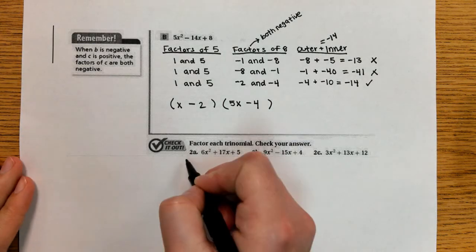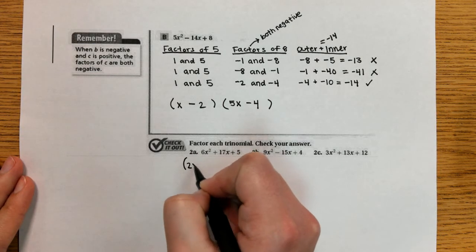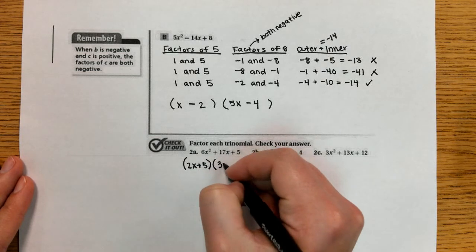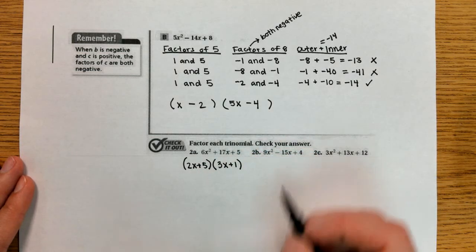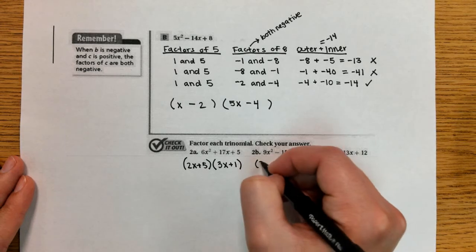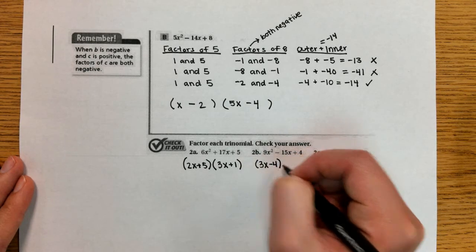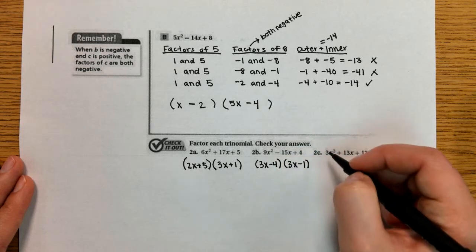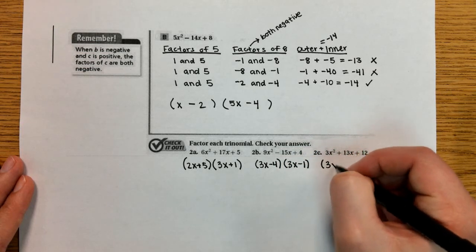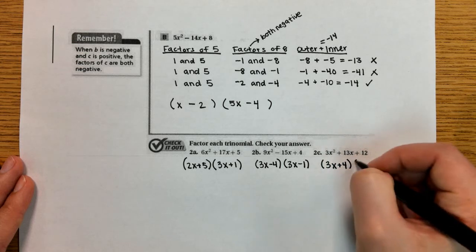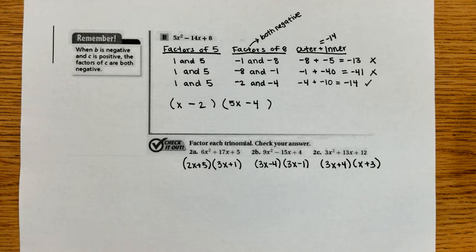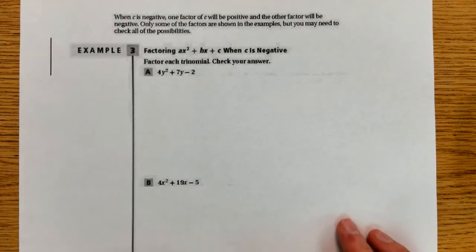So for A, our factored form is going to be 2x plus 5 times the quantity 3x plus 1. B, our factored form is going to be 3x minus 4 times 3x minus 1. And then for C, we'll have 3x plus 4 times the quantity x plus 3. So now we're going to go ahead and look at example 3.